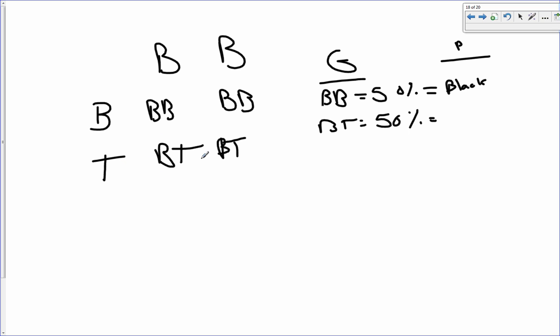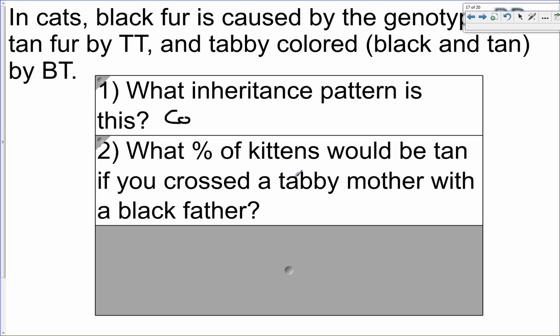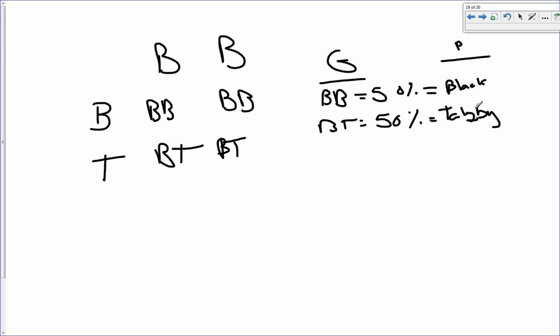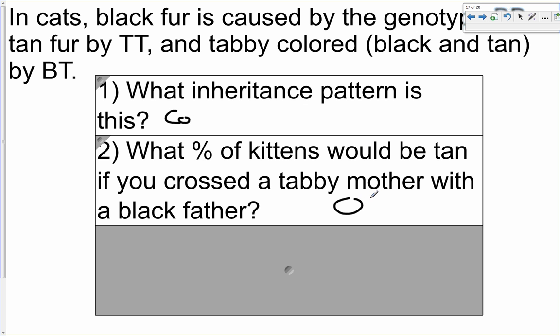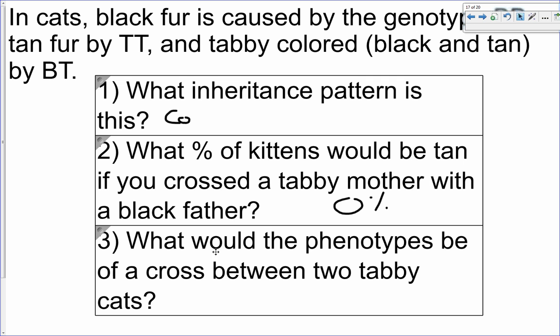What would the phenotypes be of a cross between two tabby cats? Ooh, great one. So let's do that. So two tabby cats. Remember, we have to have one of each to get a tabby cat. So this would be big B, big B, big B, big T, big B, big T, big T, big T. So our genotype ratios, big B, big B is going to be 25%. Our big B, big T would be 50%.